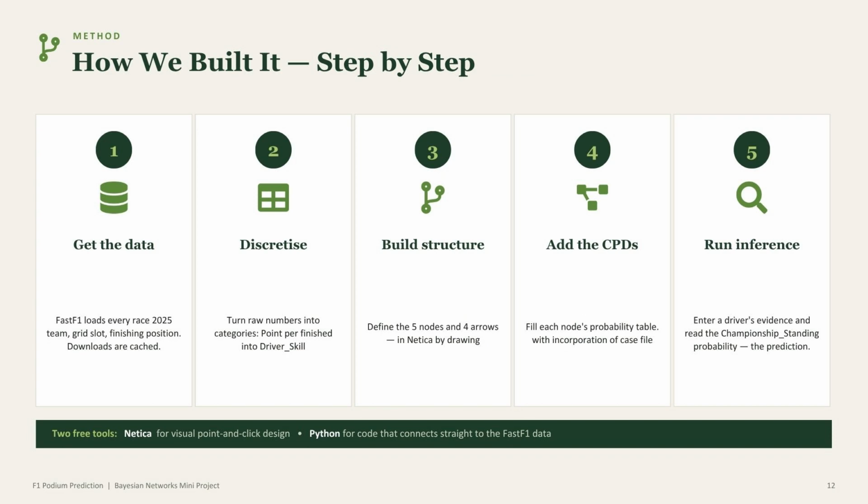And this is how we build it step by step. Firstly, we get the data from FastF1. Second, we discretize it to make the raw numbers into categories. Third, we build the structure that we designed in the previous slide, which has 5 nodes and 4 arrows, in Netica by drawing. Fourth, we add the conditional probability tables to each node. And fifth, we run inference by entering a driver's evidence and reading the championship standing probability to predict the result.